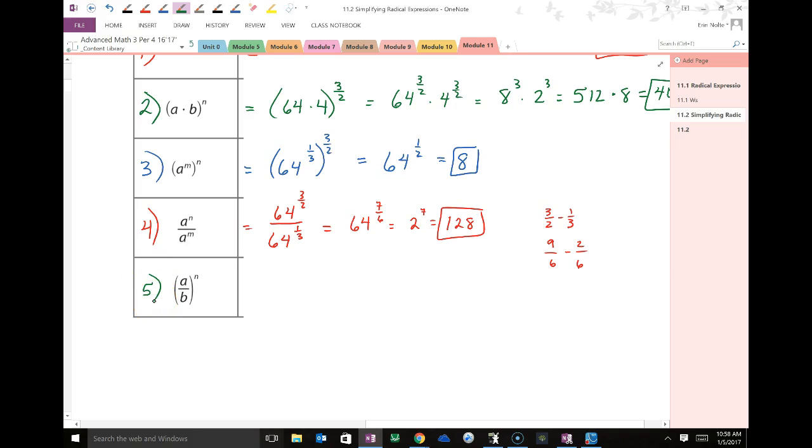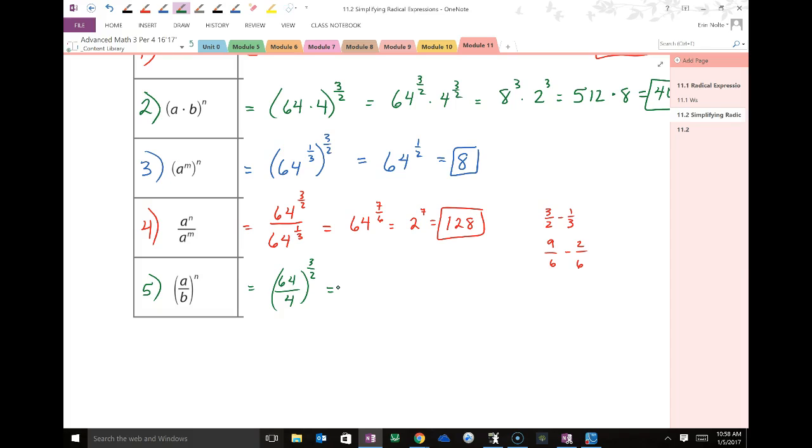Okay. All right, so now we have a over b to the n. So this one's going to be 64 over 4, and then to the n, so 3 halves. So how would I do this one? Okay, 2 ways to do this one. Wow. Same thing like number 2 up there. We have parentheses that we can simplify. So we could do 64 divided by 4, and then do the 3 halves. Or we could do 64 to 3 halves over 4 to 3 halves.